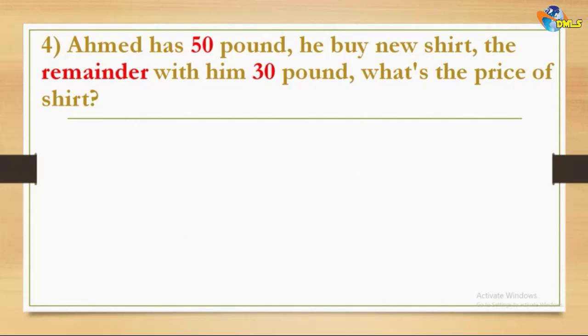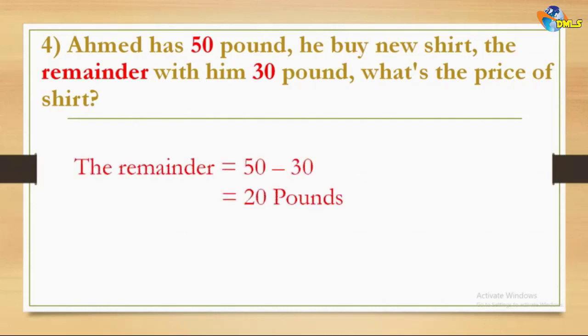And here I want to say that remainder is a very important word in the subtraction operation. So if you see the word remainder, please highlight it. So the price of the shirt equals 50 minus 30 equals £20.